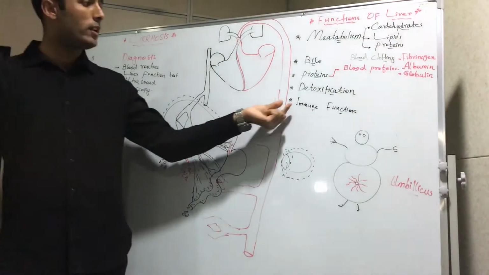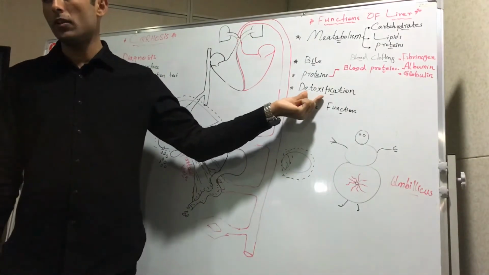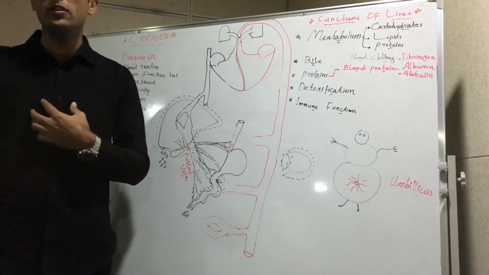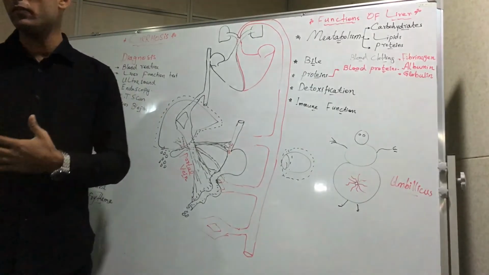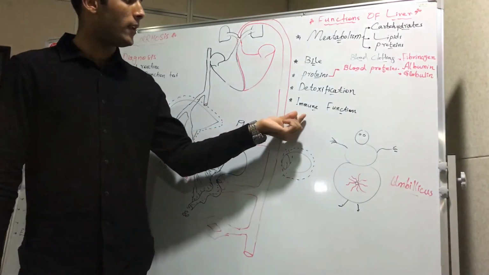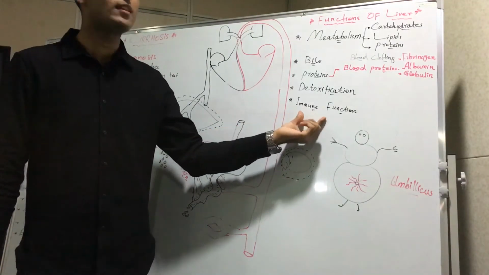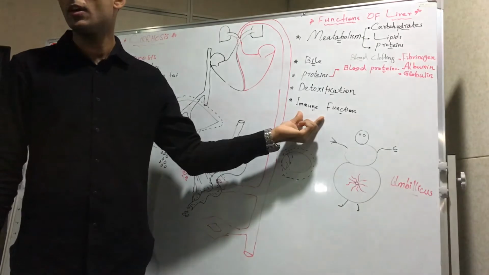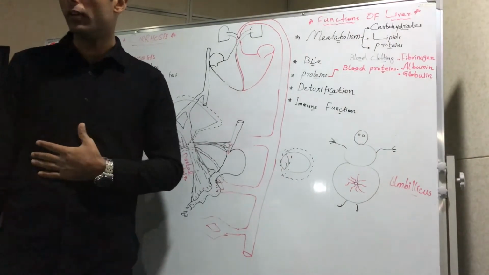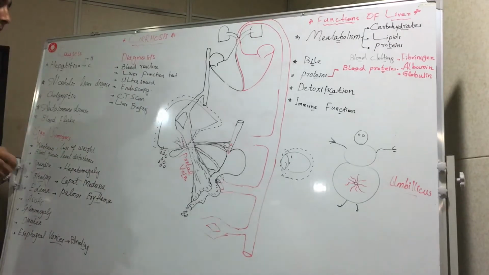Then another function of the liver is detoxification. Detoxification means that it removes the different types of drugs out of our body. And another function of the liver is that it has some immune function, by some Kupffer cells which are found in the liver.